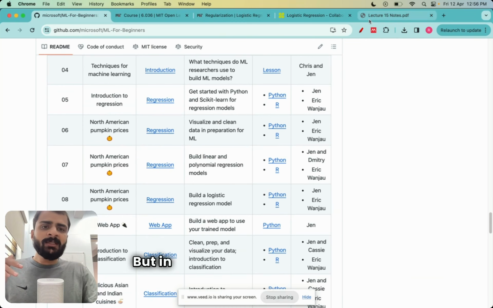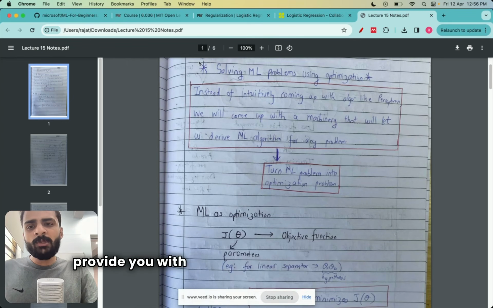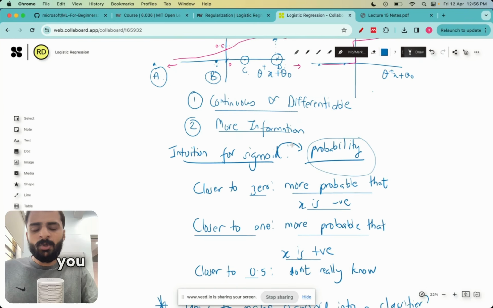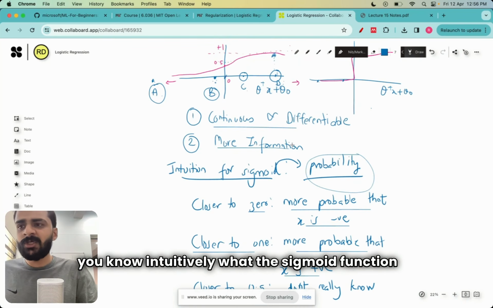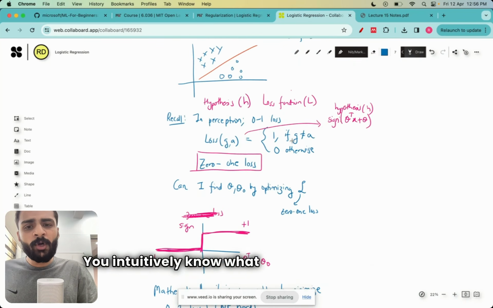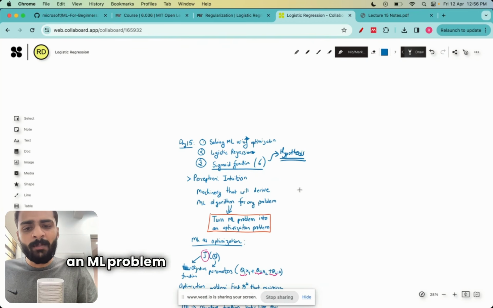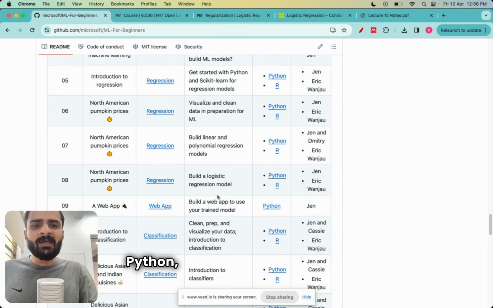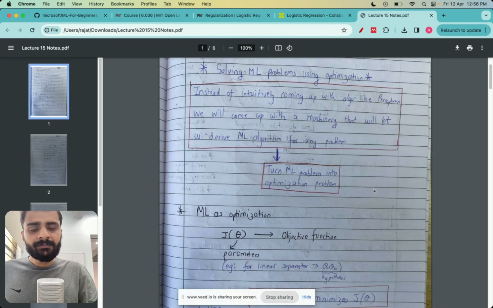But in this course, I also wanted to provide you with all this foundational material, so that when you implement these things in Python, you know intuitively what the sigmoid function is. You intuitively know what it means to formulate an ML problem as an optimization problem, etc. But if you directly start with the Python, all this intuition will be lost.